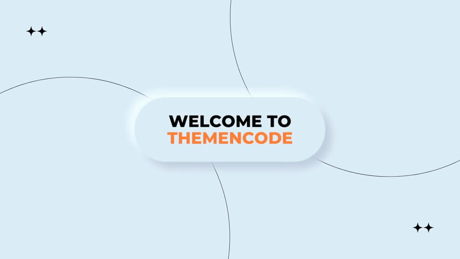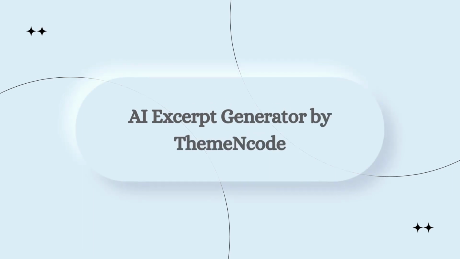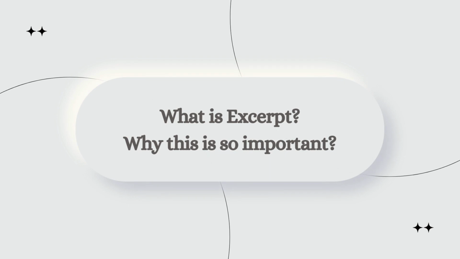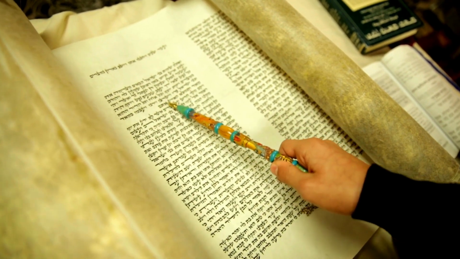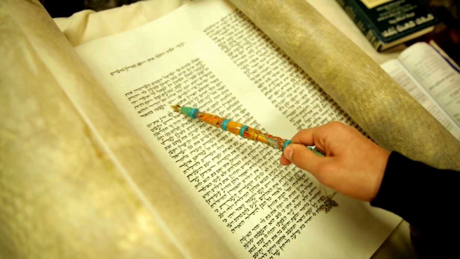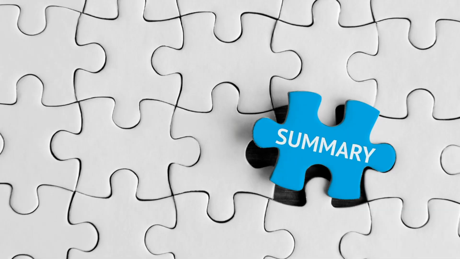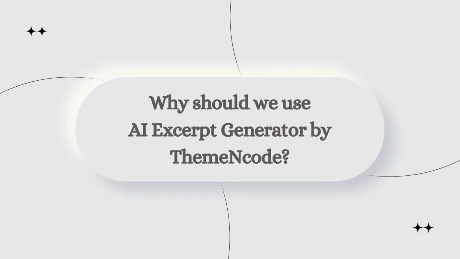In this video, we are going to talk about the AI Excerpt Generator plugin by ThemeNcode. But first, let's discuss what an excerpt is and why it is so important. You can think of a big blog or a long writing, but to clip a short description or summary from that is known as an excerpt, which is used to tell the whole story shortly so that everyone can understand easily.